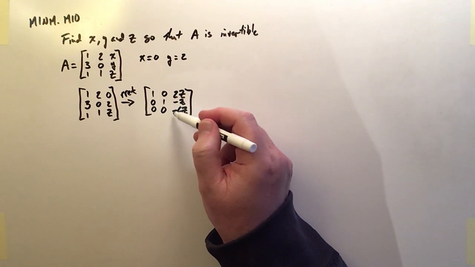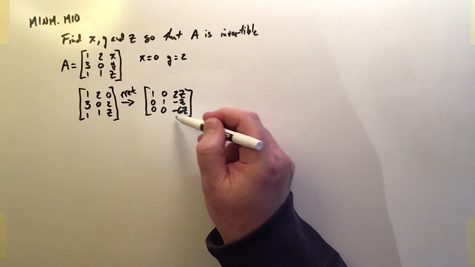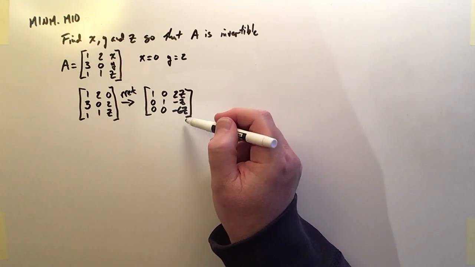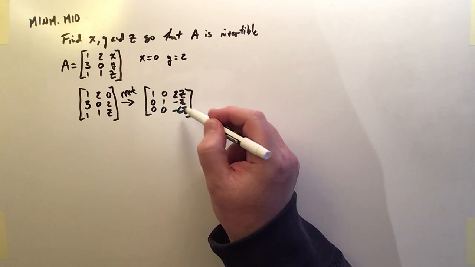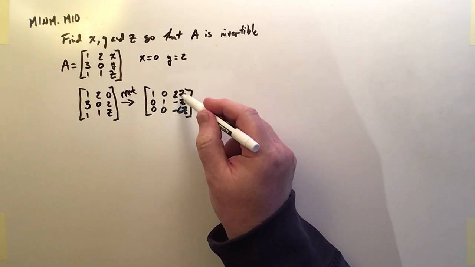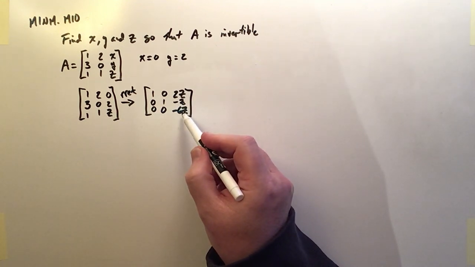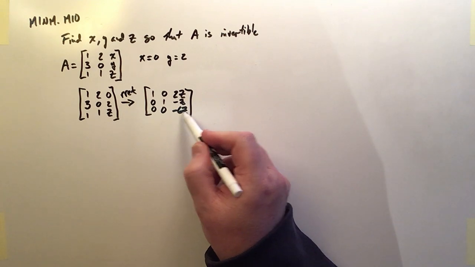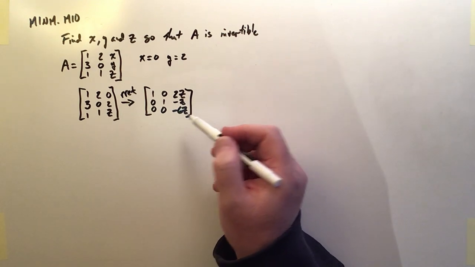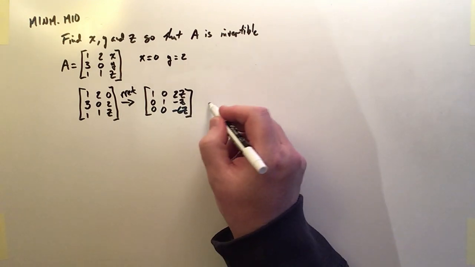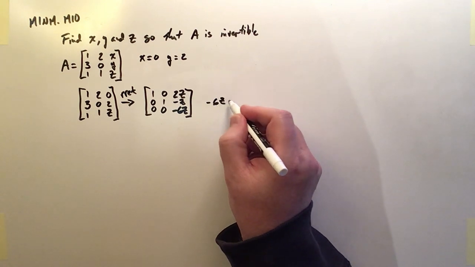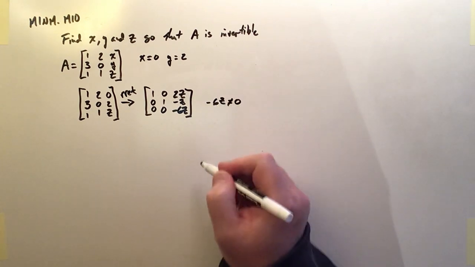So clearly this can't be 0, because if 6z is equal to 0, then that means z is equal to 0, and that means the solution to the system is 0, 0, 0. So that's what I need not to happen in order for this to be linearly independent. There's lots of choices for z that would work. It just can't be 0, so negative 6z cannot be equal to 0.